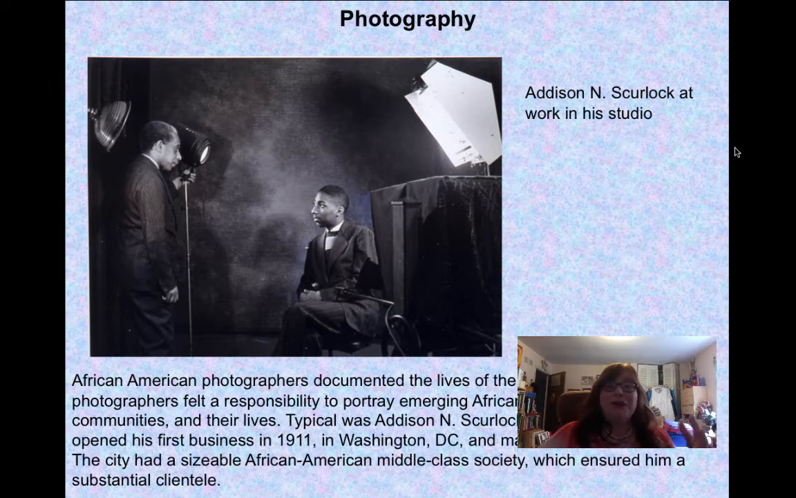And so African American photographers, just as they took on the daguerreotypes and embraced that as a means of making a living, we also have a lot of African American photographers embracing photography and using it to document the lives of African Americans living in America.